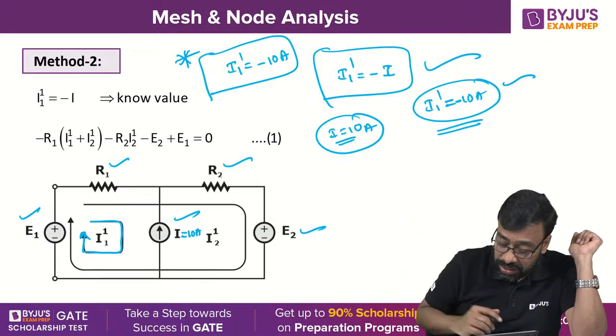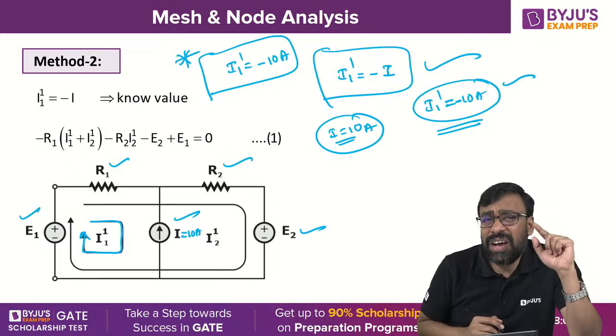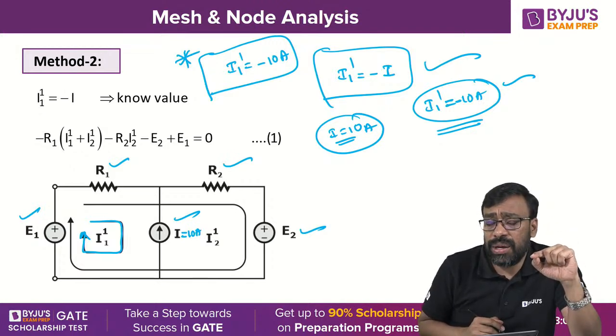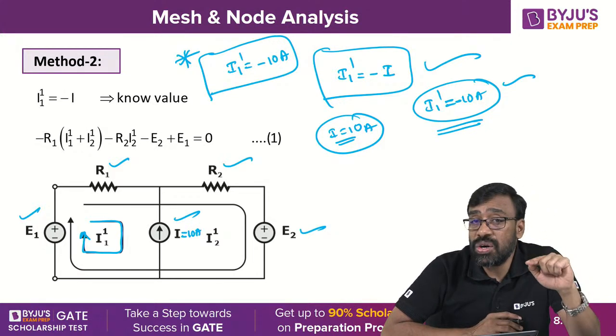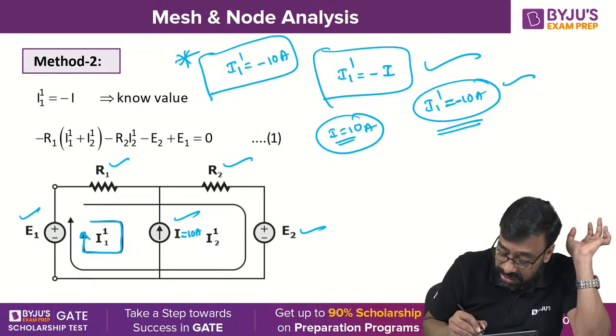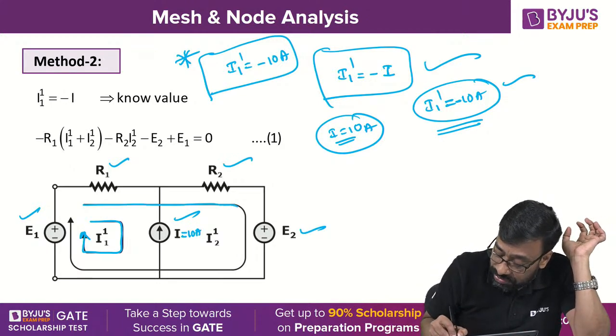Very good, Lakshmi. Okay. Now, for the sake of I2 dash, what I'm trying to tell you is, you select the loop such that it does not contain any current source. Got it? Okay. Look at this. That's why I'm selecting the loop like this.